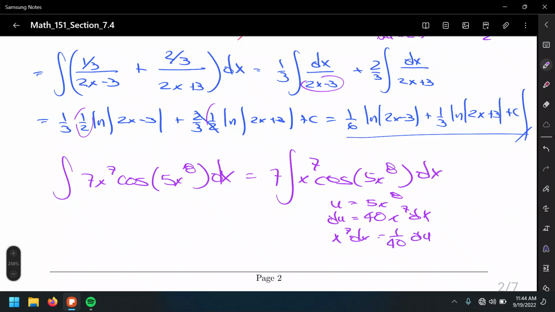Alright, so it's not that simple for this integral. It's not that simple to go, oh, the integral which is sine and like 1/2, 1/3. No, we really need to figure out this factor right here. We really need to do this derivative to write it down. Unless you can still do it in your head, but I still don't recommend you do it in your head, okay? And this integral becomes 7 times the integral of cosine of u, and x to the 7 dx becomes 1 over 40 du, okay? And the rest is just the integration.